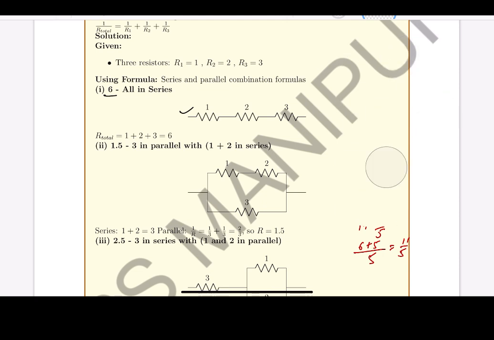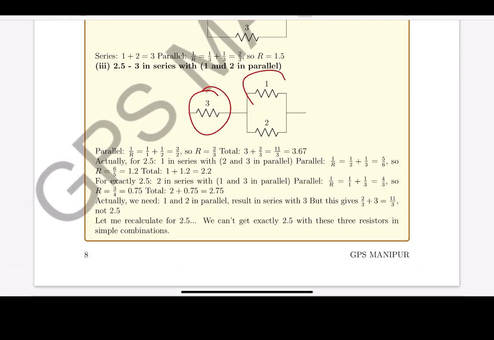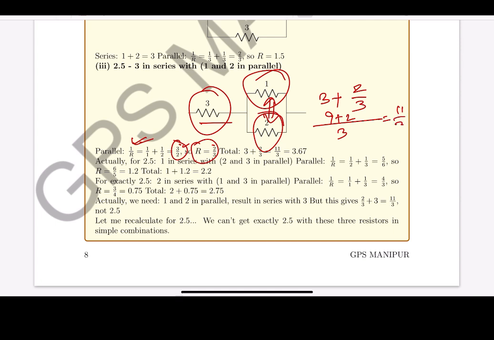Now try another way. If this is not given, do it like this. Take 3 here, 2 here, 1 here. Take the combination like this. Then you'll find 3 is given, 1 is given, 2 is given. If you take these two in parallel, then 1 by r we got 3 by 2, so r is 2 by 3. If you take this 3, 9 plus 2 by 3, 9 plus 2 is 11 by 3, you get the answer 11 by 3. Got the thing?